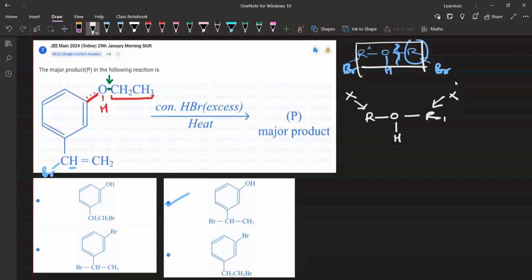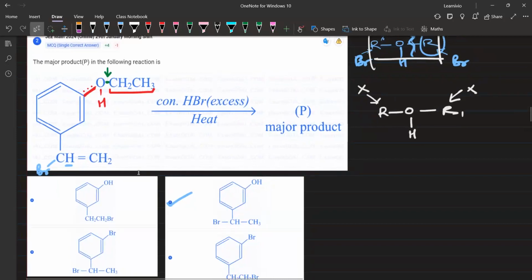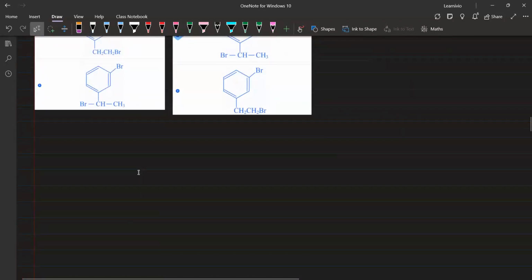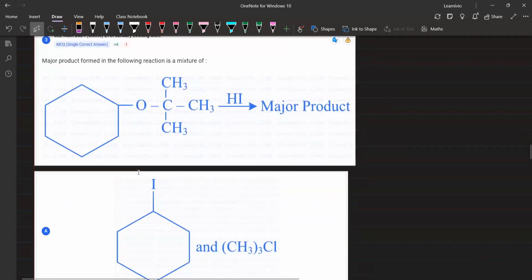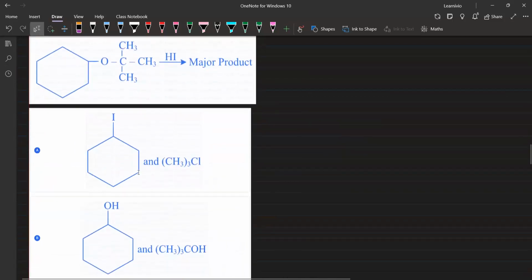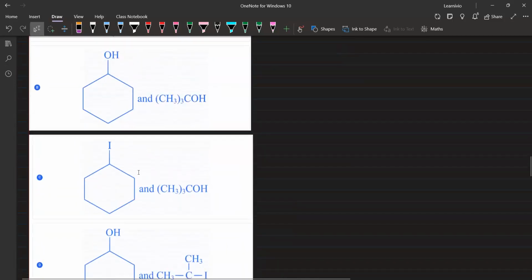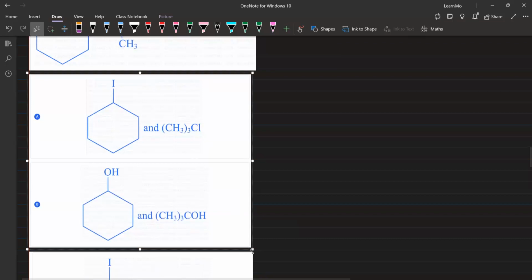R1 or R dash. So whatever bond is easy to break, that bond is going to break, and you will get the two molecules there. Okay. So yeah, we'll see. I hope we'll be seeing this type of question. See, this is one of the similar questions here. Let me just decrease some sizes here.